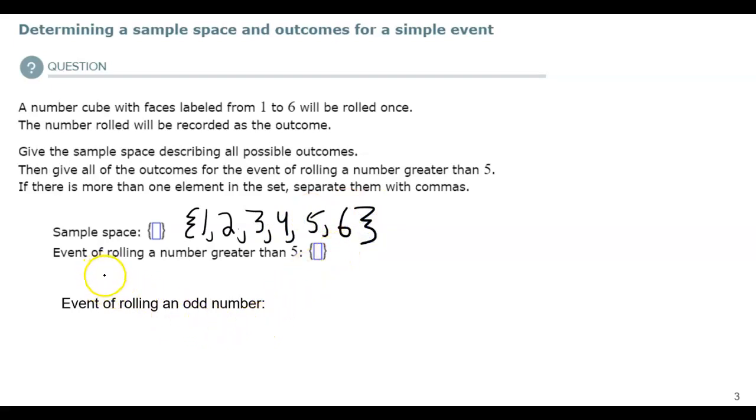An event is what things we can get that would be greater than 5. That is only the 6. So this answer would just be 6. I want you to pause the screen on your own. Try to list all the events of rolling an odd number. Pause the screen and do that. Okay, if you did that, you'd have gotten 1, 3, and 5 as our odd numbers. Go ahead and continue on to the next slide.